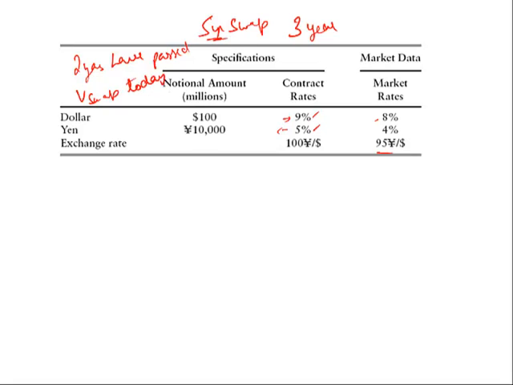The 5-year swap that you had originally entered, and now there are only 3 years to maturity. This was the original contracted data. This is today's data. Assume that you are the receive dollar party in the swap. So you receive dollar and you pay in yen.